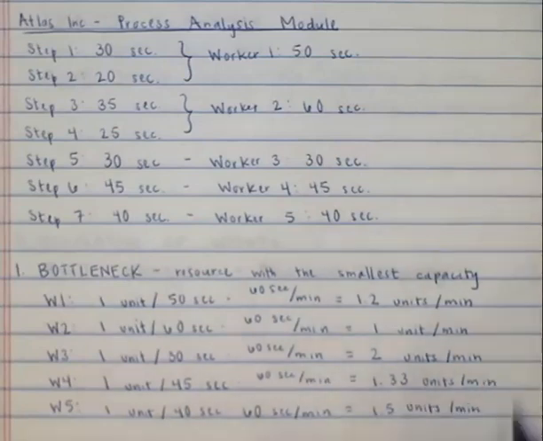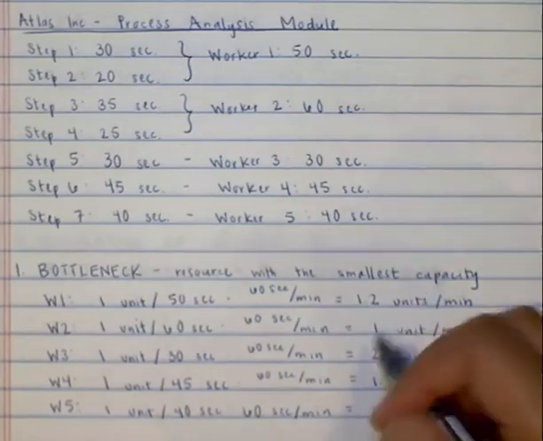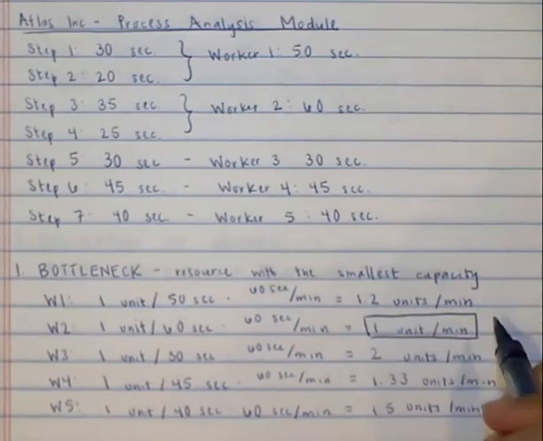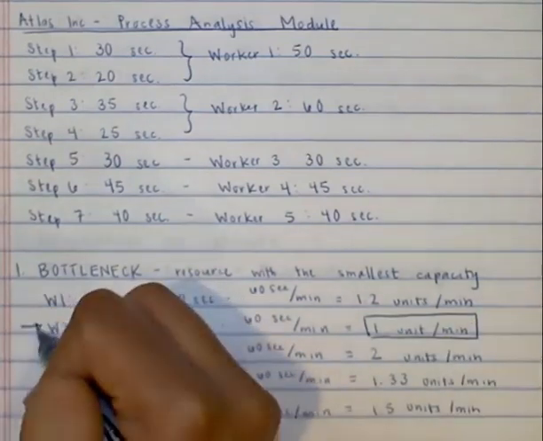Now, if we compare all of these capacities, we see that worker 2 has the smallest number with 1 unit per minute. So the bottleneck is worker 2.